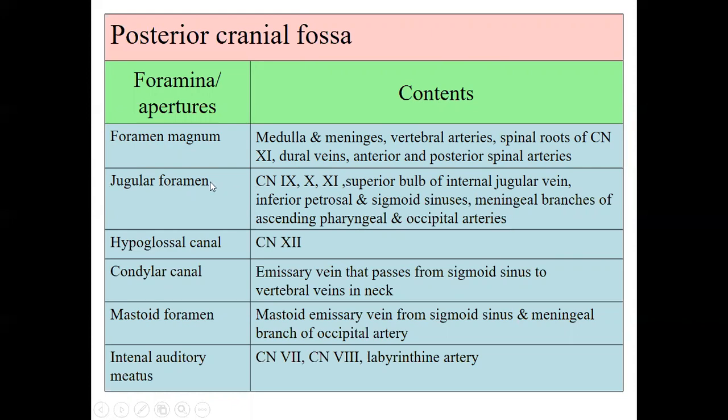But here, we have the 9th cranial nerve, 10th cranial nerve, 11th cranial nerve, superior bulb of the internal jugular vein, inferior petrosal and sigmoid sinus, meningeal branches of the ascending pharyngeal, and also the occipital arteries. All these structures pass through the jugular foramen. In the hypoglossal canal, we have the 12th cranial nerve. In the condylar canal, usually the structure passing through is an emissary vein that passes from the sigmoid sinus to the vertebral vein in the neck. And in the mastoid foramen, we have the mastoid emissary vein from the sigmoid sinus and the meningeal branch of the occipital artery. And for the internal acoustic meatus, we have the 7th cranial nerve and 8th cranial nerve, also the labyrinthine artery passing through this opening.